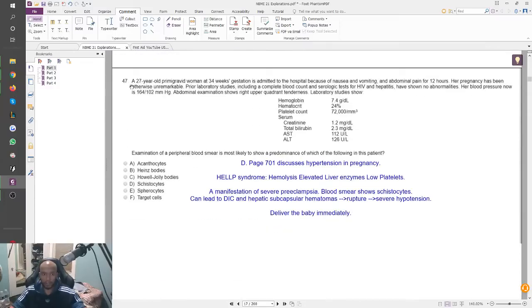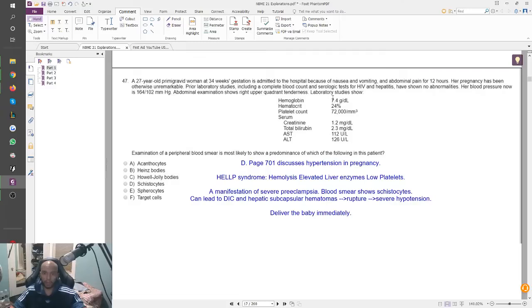Next question, number 17. A 27-year-old primigravid woman at 34 weeks gestation is admitted to the hospital because of nausea and vomiting and abdominal pain for 12 hours. Her pregnancy has been otherwise unremarkable. Prior lab studies, including a complete blood count and serologic tests for HIV and hepatitis, have shown no abnormalities. Her blood pressure now is high. Abdominal exam shows right upper quadrant tenderness.